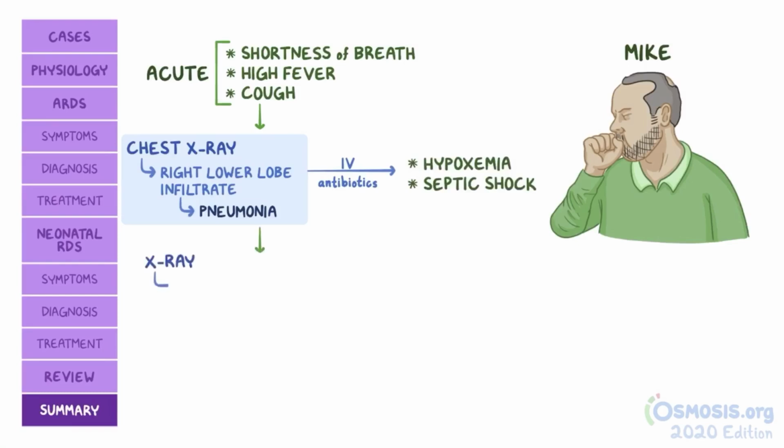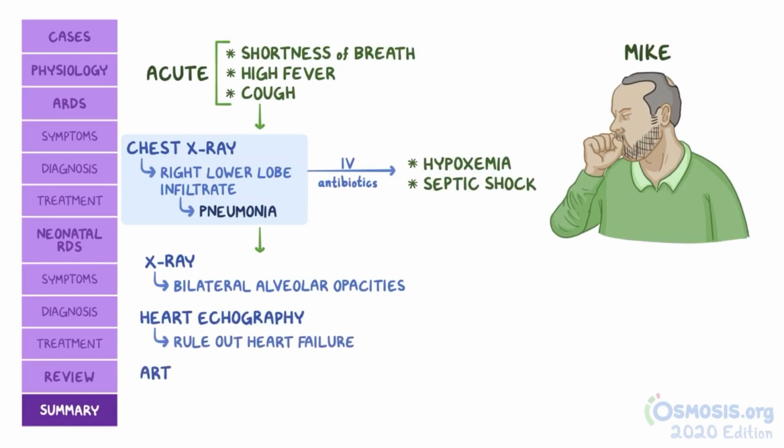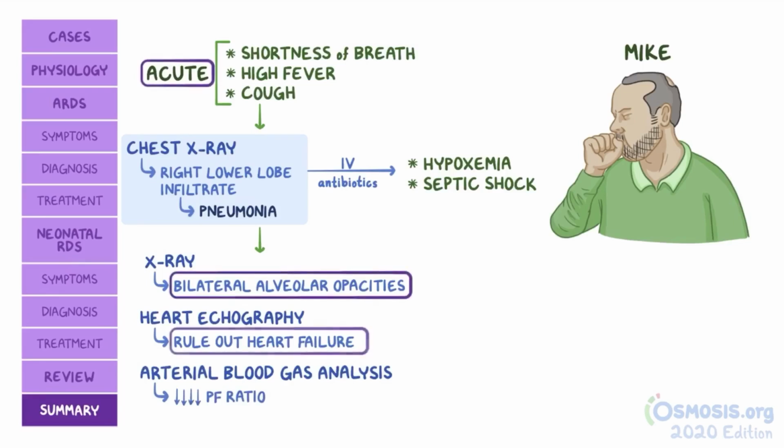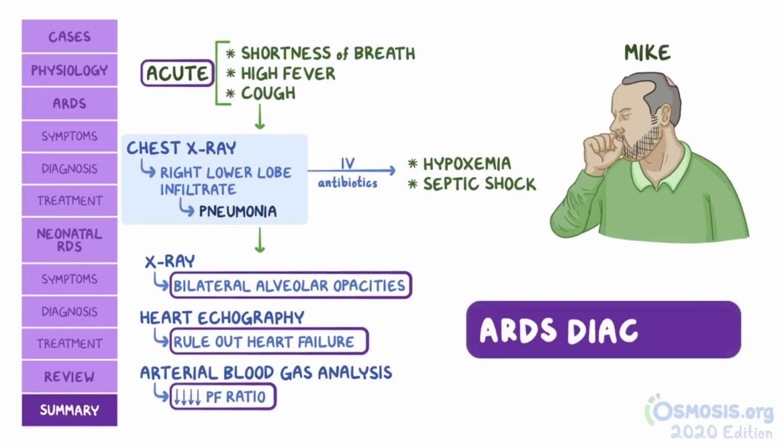The x-rays detected newly developed bilateral alveolar opacities. Heart echography ruled out heart failure, and arterial blood gas analysis revealed a severely decreased PF ratio. These 4 factors mean Mike met all the criteria needed for an ARDS diagnosis.